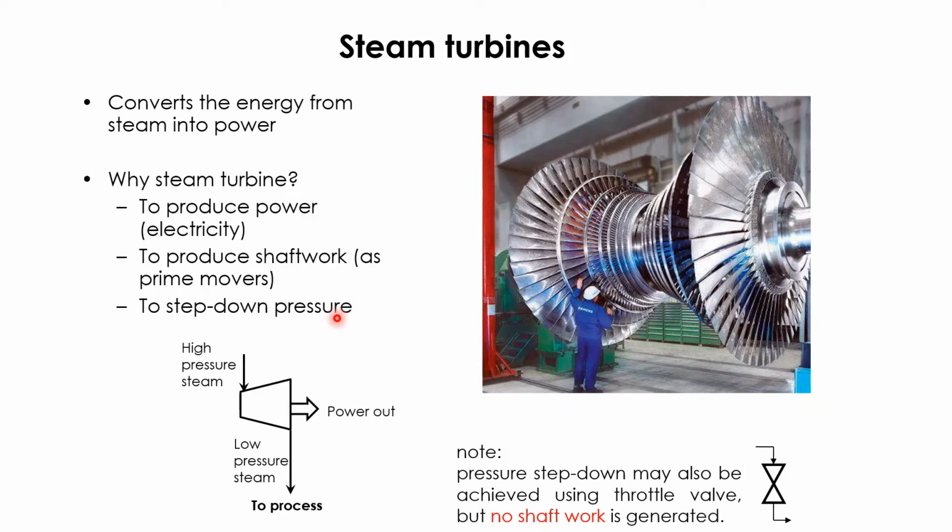One of the benefits of having steam turbines is also to have a step down pressure. A step down pressure in the turbine system is an inherent property, because when we use the turbine, we always feed in high pressure steam, and the steam comes out at low pressure. So why is this an extra benefit?